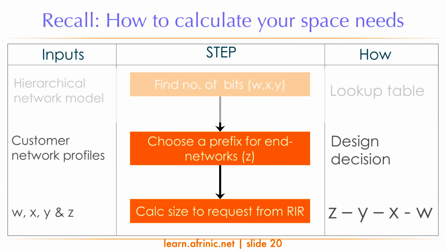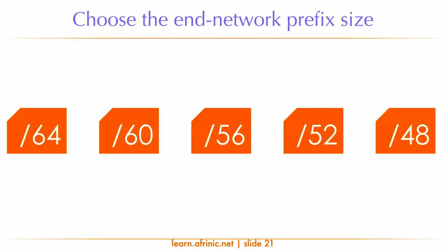So we've looked at how to identify the number of bits. And just to mention, we look at a worked example in a short while with the real scenario. So we've looked at how to find the number of bits. Next, we said is how do you determine the end network prefix? And this will be a design decision. So here's an example of some prefixes that you might get. So we have /64, /60, /56, /52, /48. So remember in IPv6, we always talk about subnets, not the number of hosts per subnet. So it's something that we have to get used to.